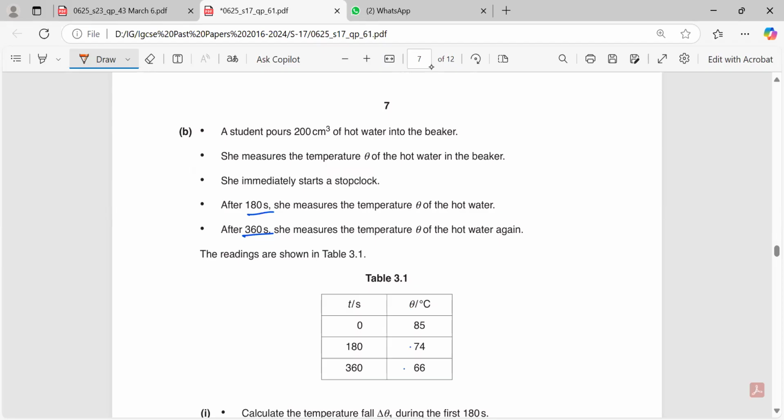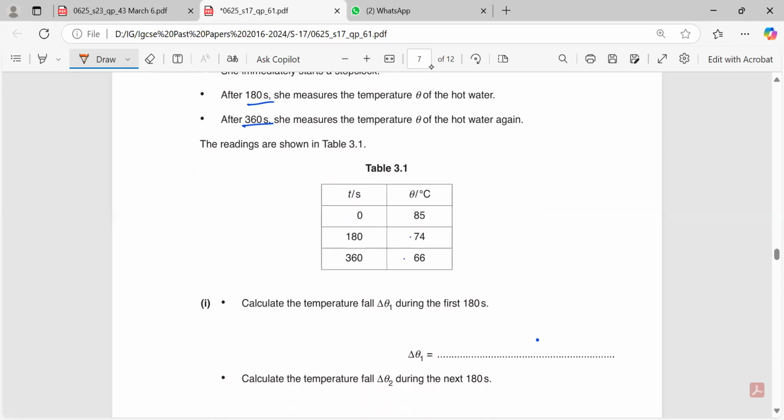She immediately starts a stop clock, and after 180 seconds she measures the temperature theta of the hot water, and then again after a further 180 seconds, meaning after 360 seconds, she measures the temperature theta of the hot water again, and the numerical values are given. Initial temperature was 85 and the final temperature was 66.